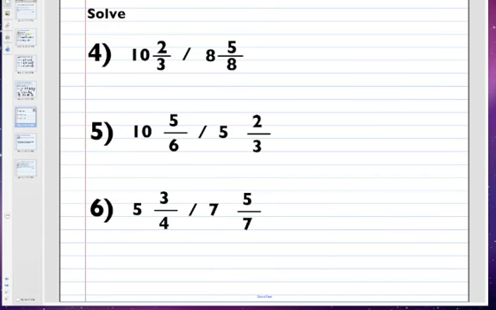All right, I want you to solve problems 4, 5, and 6 in your notebook. Remember to change them to improper fractions first, then change it from a division problem to a multiplication problem by flipping the second fraction, and then use the cross reduction when possible. Press play when you're ready to check your work.